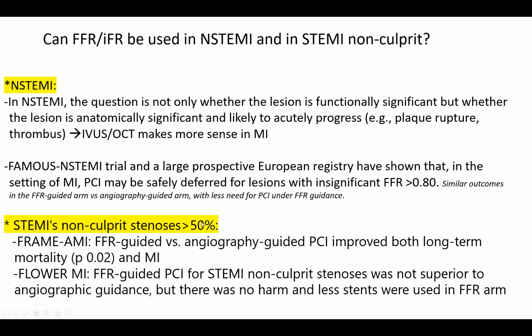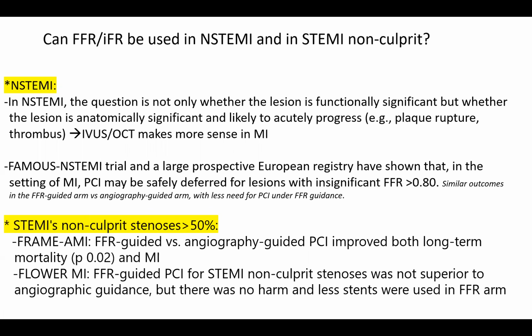I'll describe some other ideas. Can FFR-iFR be used in non-STEMI and in STEMI non-culprit? So really the main data for FFR and IFR is in stable CAD, not MI. The FAME trials excluded MI.